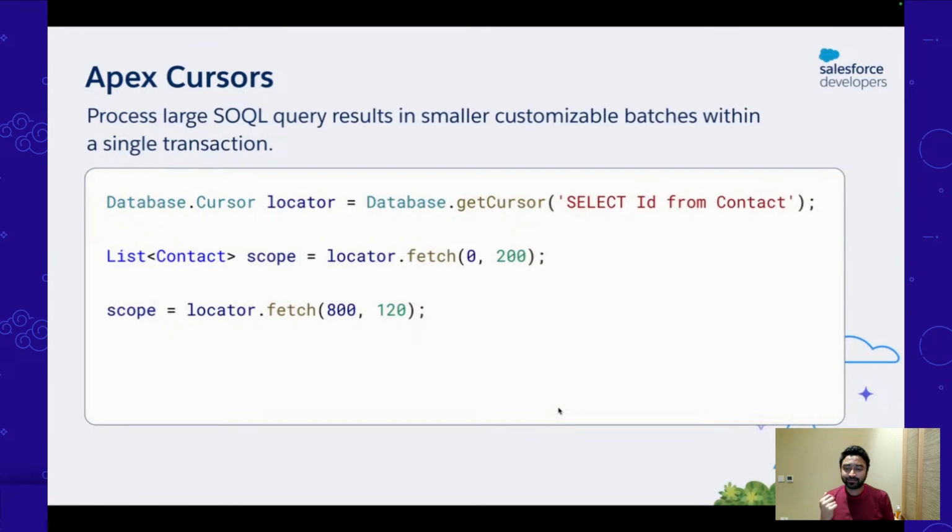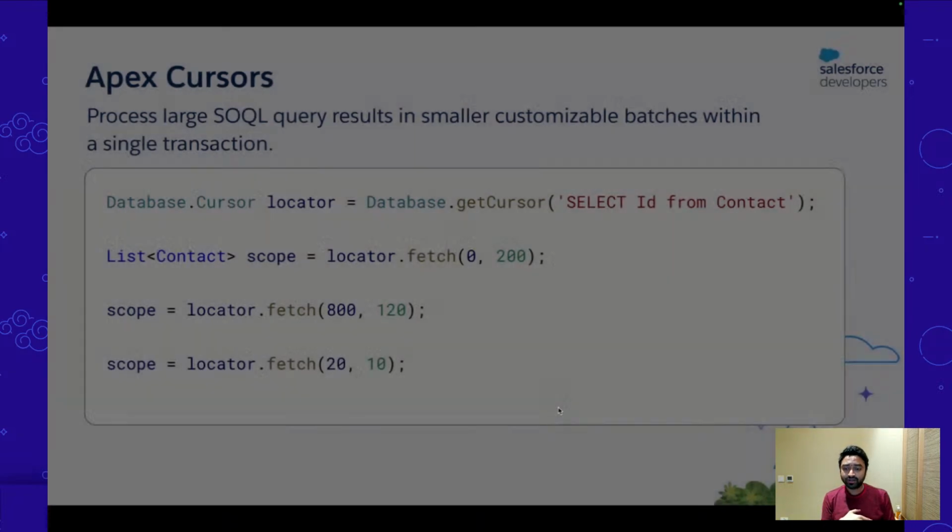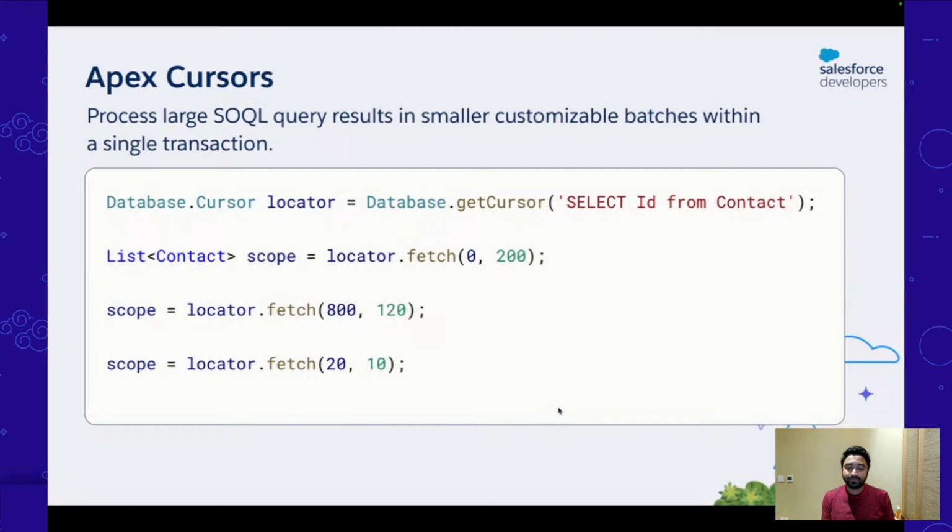For example, in the same transaction, let's say I'm fetching 0 to 200, and then I'm straight away jumping to 800. I can then come back and fetch the records from position 20 and get 10 records. So it's like a cursor that is always there with me, with complete flexibility on what records I want to retrieve, depending on the business scenario that I have. So that's what cursors do.